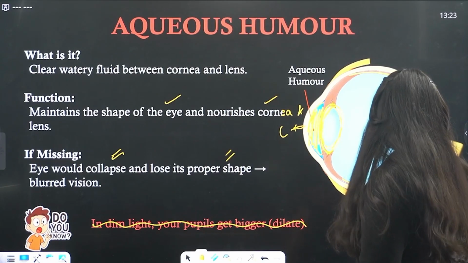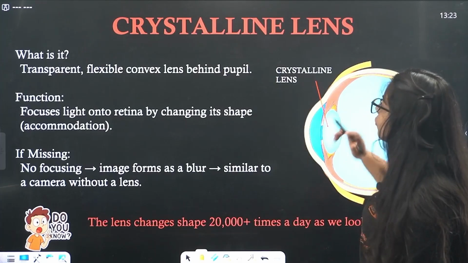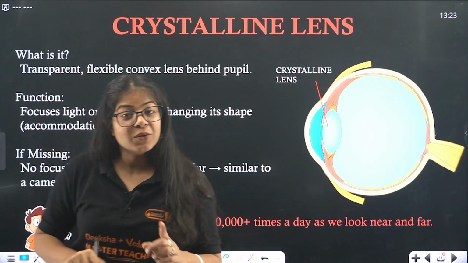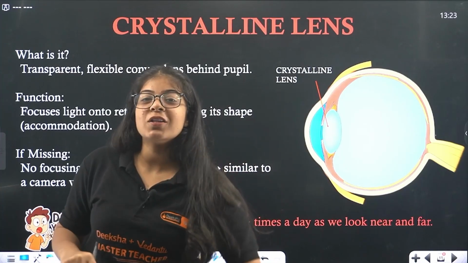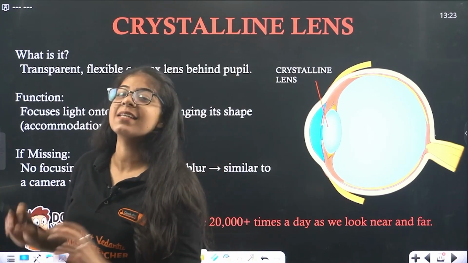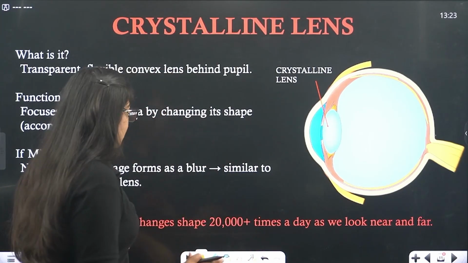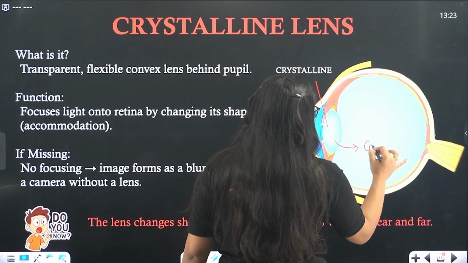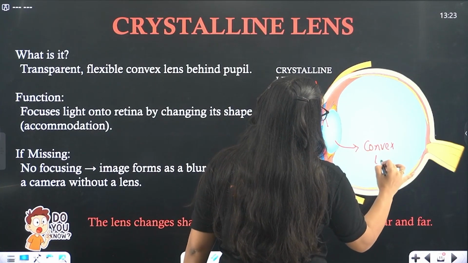Done? Moving on, after aqueous humor we have the lens. Now we talked about the lens. Which lens is it? Do you guys know which lens it is? Comment down in the comment section if you know which lens this is. This lens beta is our convex lens. We studied about the convex lens, right? So this is your convex lens.